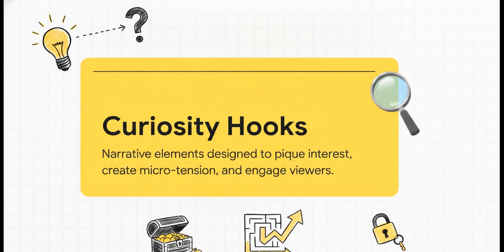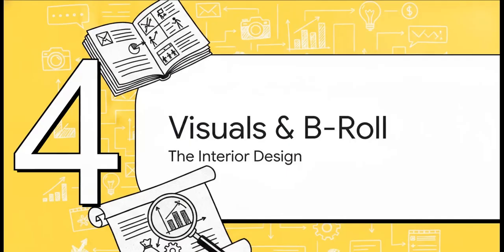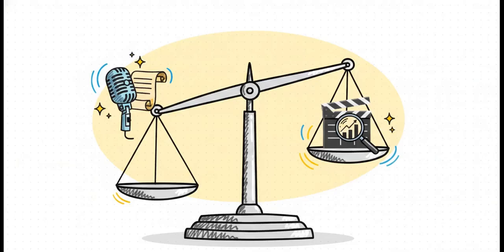This is an absolutely mandatory tool in our blueprint to ensure the script stays engaging for that entire 7 to 8 minute runtime. Which brings us to Section 4, Visuals and B-roll Ideas, the interior design. Notice how this separates two completely distinct disciplines that the scriptwriter has to balance at the exact same time. On one side, you've got your audio and script elements. That's the original words and those curiosity hooks we were just talking about. But on the flip side, the prompt requires visual suggestions and B-roll ideas.